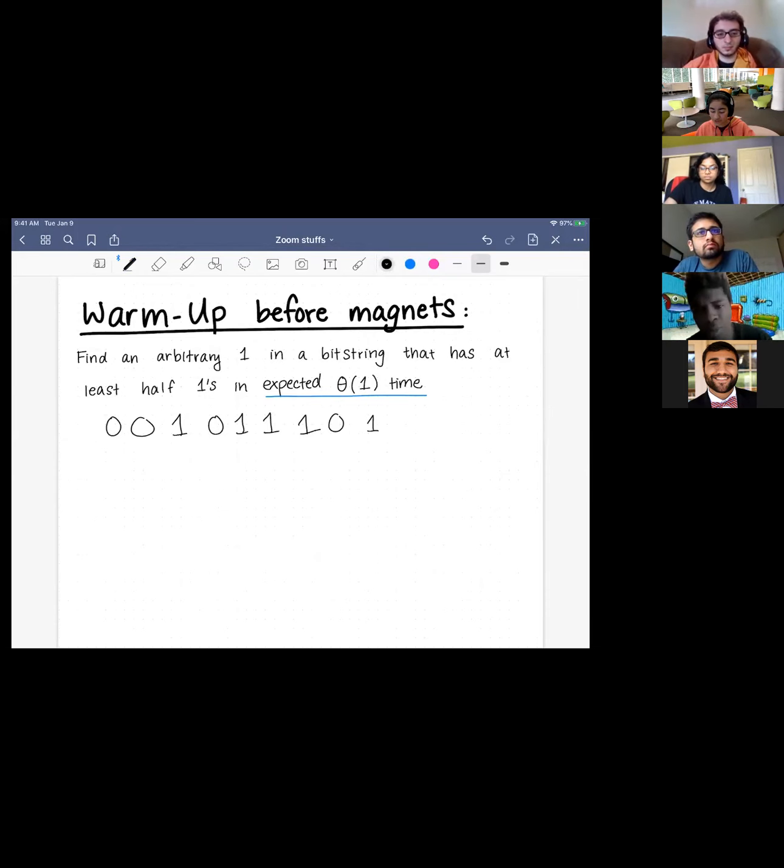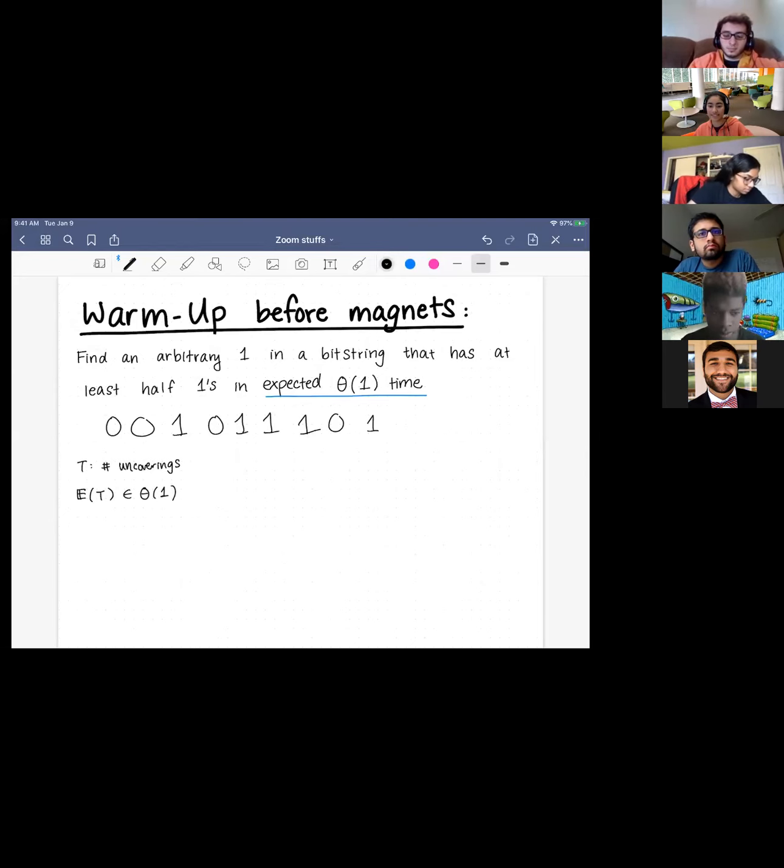So let's say its actual runtime is t. This is the number of unveilings, the number of uncoverings that we have to do. So we want to show that the expected value of the number of uncoverings we have to do is going to be in theta of 1. So it can be any constant. It doesn't have to be 1 itself. It can be 20, but as long as it's bounded by 20.